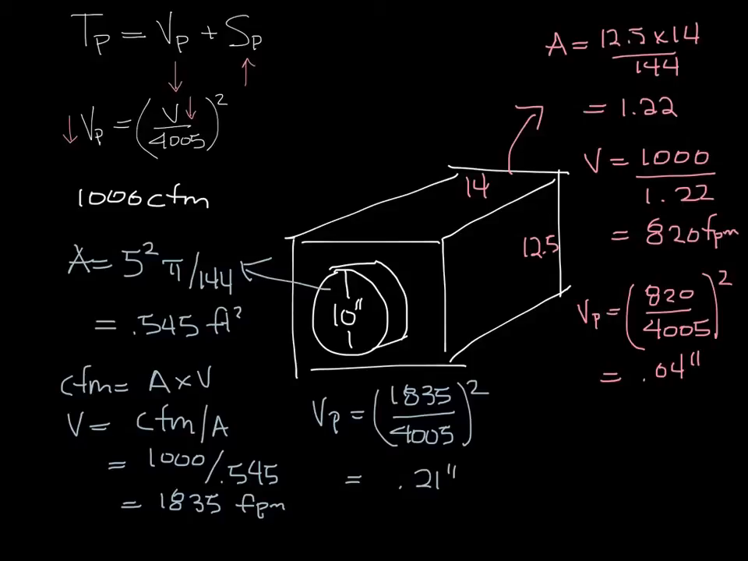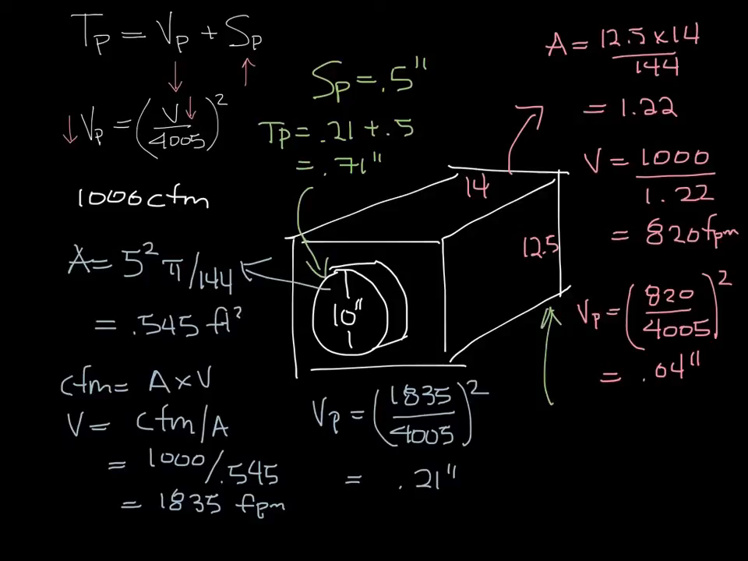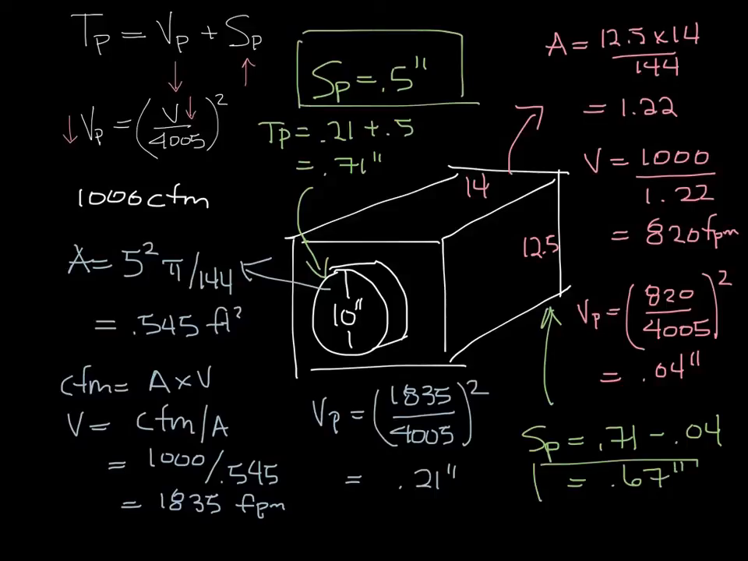So let's say we have half an inch of static pressure on the inlet. So the total pressure at that point would be the velocity pressure, 0.21, plus the static pressure, 0.5, equals 0.71 inches. Now in the rectangular section of the box, say we have the same total pressure, so the static pressure would be 0.71 minus 0.04, which is 0.67. So we had half an inch of static, and now we have 0.67 inches of static.